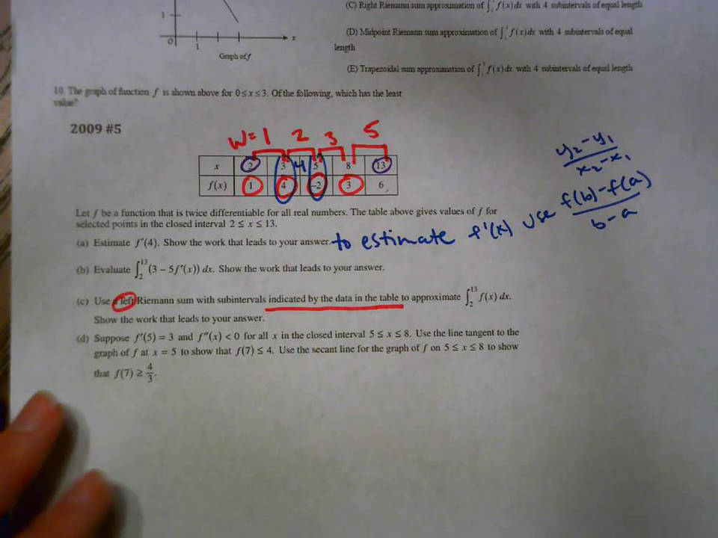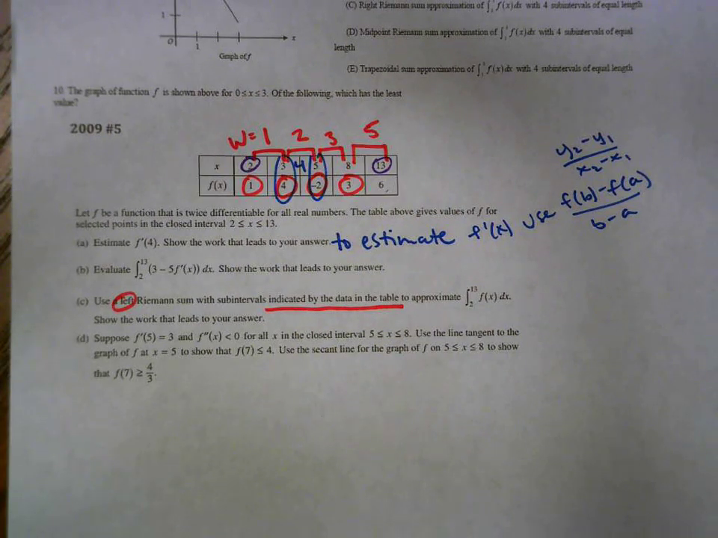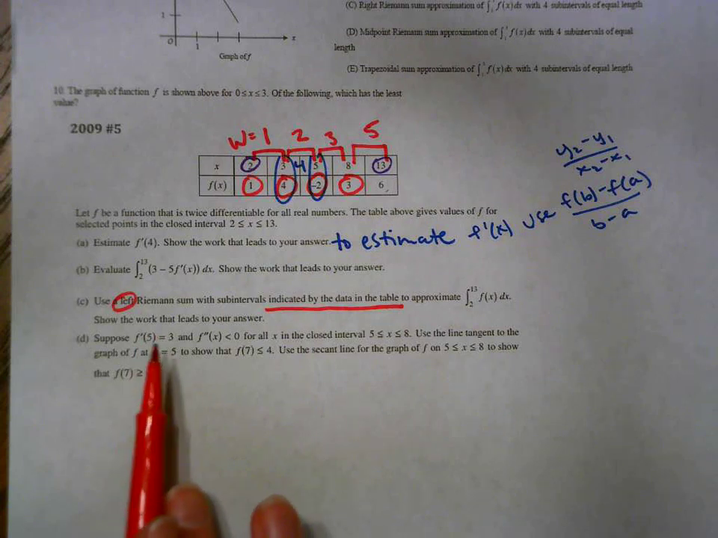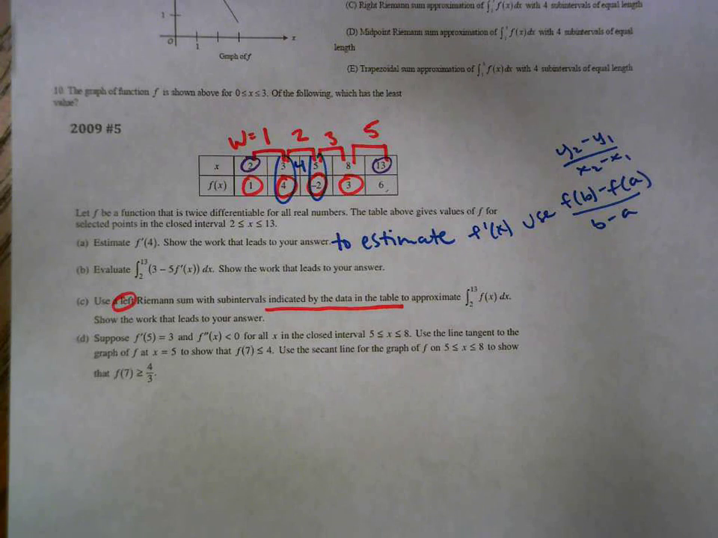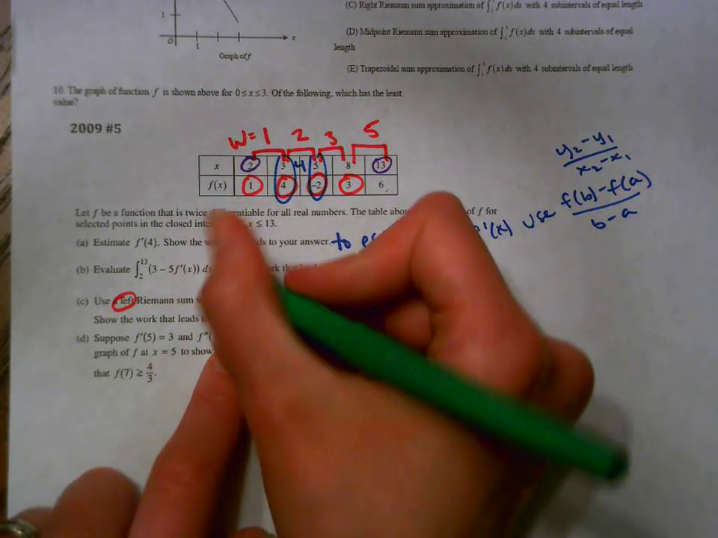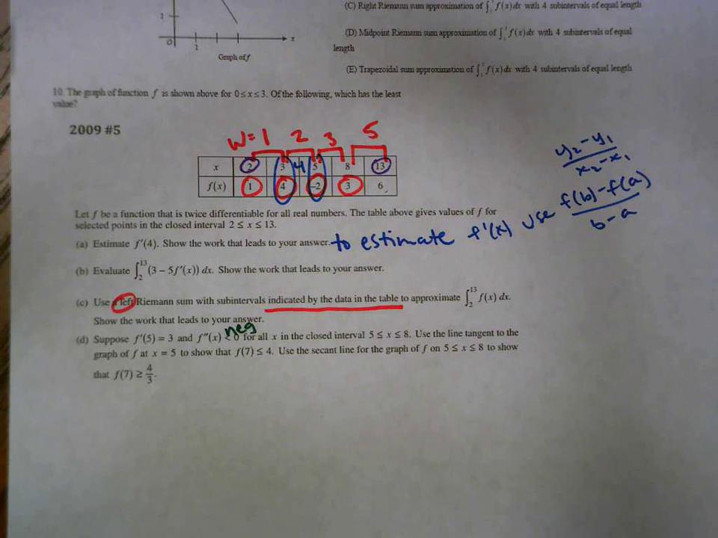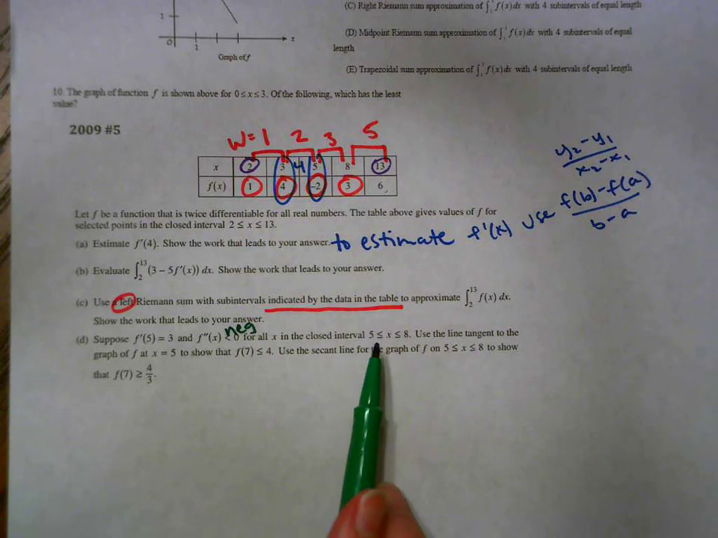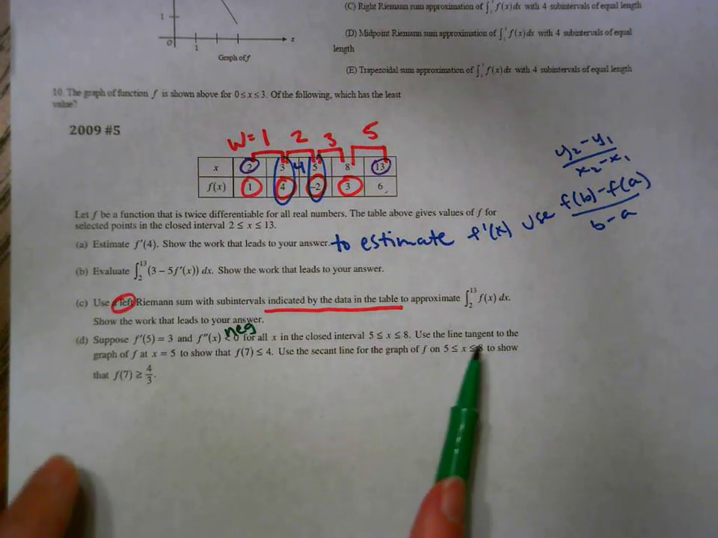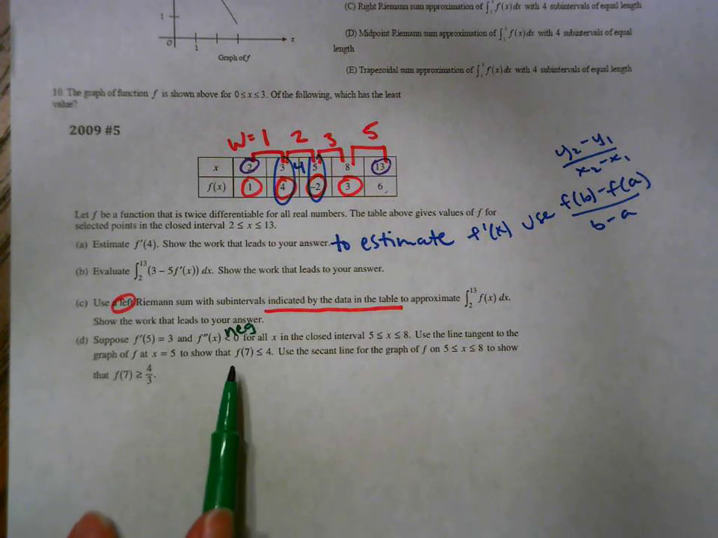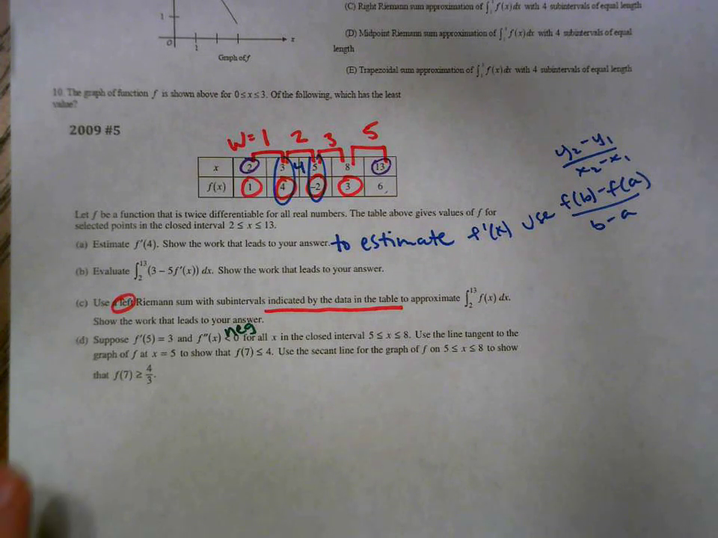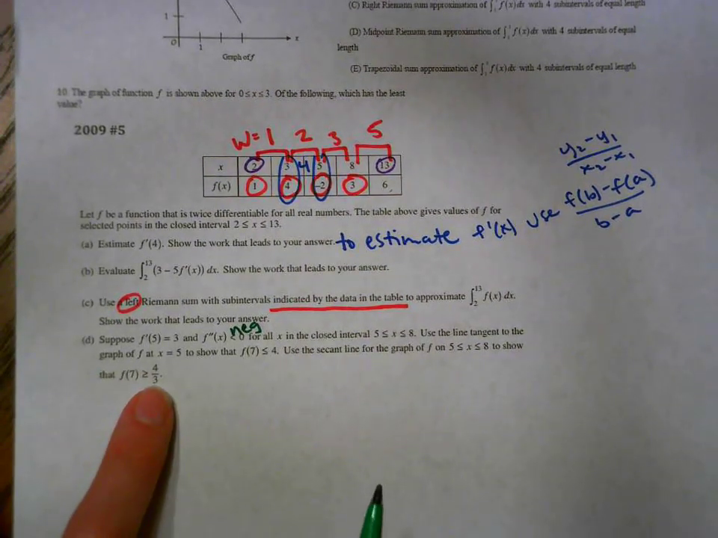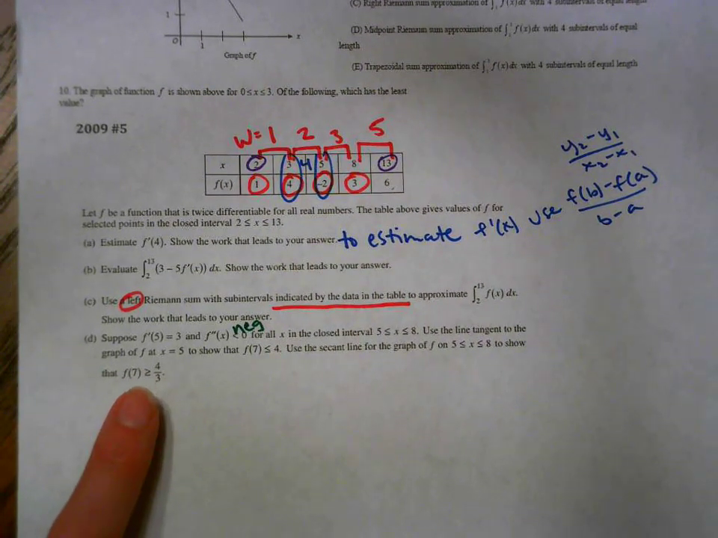Okay, so for D, this one's kind of weird. It says, suppose f prime of 5 is 3, and f double prime is less than 0, so it's negative. Anytime it says less than 0 or greater than 0, I just write negative or positive. For all x values in the interval 5 to 8, use a line tangent to the graph of f at 5 to show that f of 7 is less than or equal to 4. And then you're going to use a secant line to show that f of 7 is greater than or equal to 4/3. So let's just focus on the first thing.